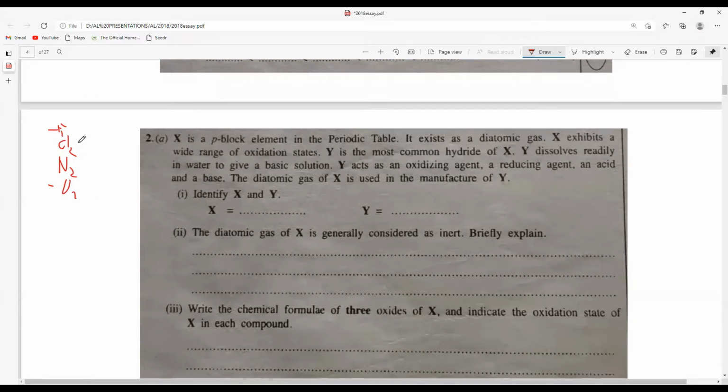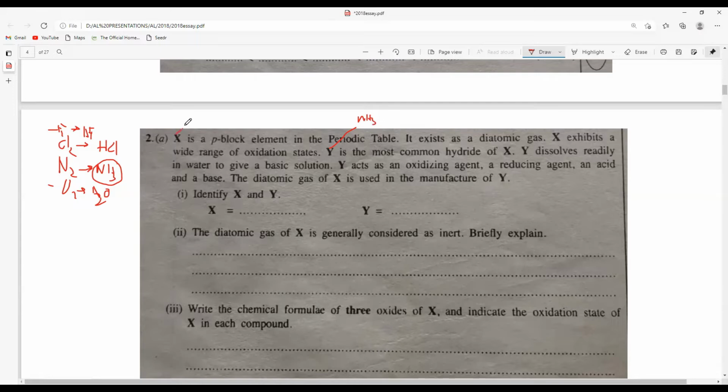Okay, so if you think about this hydride, for example, for chlorine, it gives you HCl. For nitrogen, the common hydride is ammonia. And for oxygen, it is water. And here it is HF, for example, right? And they say Y dissolves readily in water to give a basic solution. So you see here, this is neutral, but these two are acidic, so it should be this one, which gives a basic solution. So you automatically find Y is ammonia.